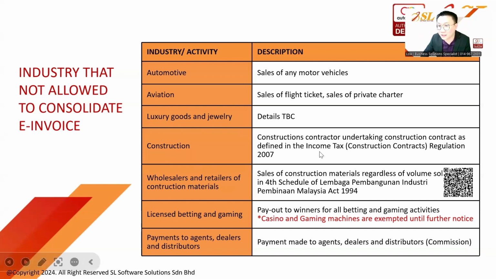And then construction business under the income tax construction regulation contract. This act makes it compulsory to provide the details of the buyers. And then wholesale and retail of construction material, hardware shops. If the hardware shop sells construction material, as long as the item you sell falls under this fourth schedule, you need the customer's IC. You cannot simply sell these items. And then licensed betting and gaming activity, casinos. Casino is not sure yet, but for lottery, if you buy lottery and win, you need to provide your IC. And the last one is commission or rebate. You also provide your IC.